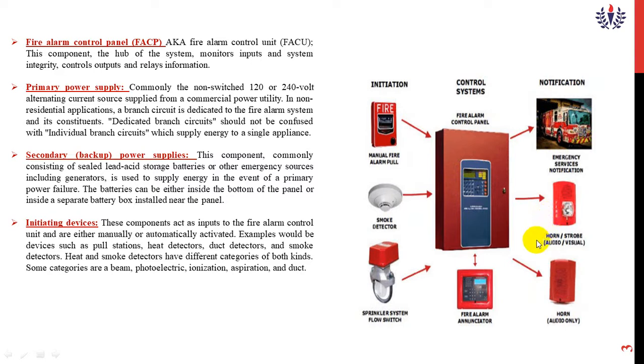Okay, and there are two types of power supplies we are using. One is the primary power supply, another one is the secondary power supply. The primary power supply we can operate using a 120 volt or 240 volt alternating current source, that is AC, and it will be a non-switched supply. Usually when we are operating with an AC line there will be a switch, an SPST, single pole single throw switch, but here we are not using any switching. There will be a direct supply, minimum 120, maximum 240 volt.